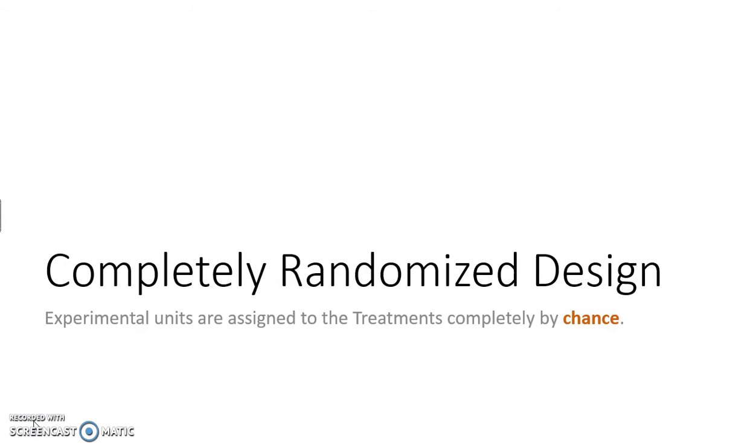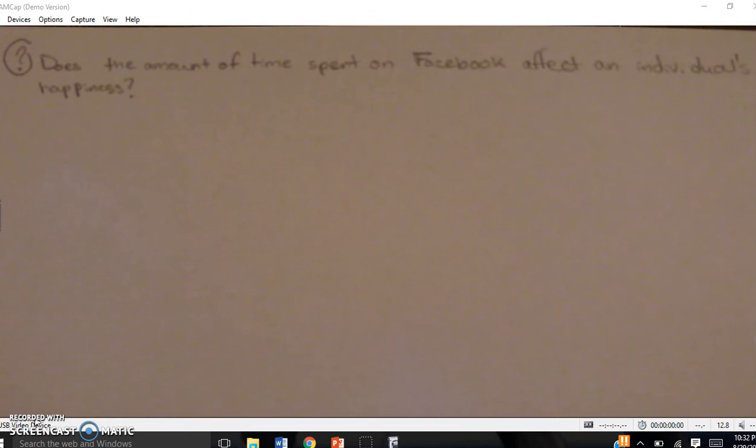For our first experimental design, we're going to do a completely randomized design. Now remember, one of the key principles of experimental design is that there must be random assignment. And so in a completely randomized design, experimental units are assigned to the treatments completely by chance. So again, here's our research question, and I'm going to write out an experimental design, and hopefully you should be taking notes and writing as you follow along.